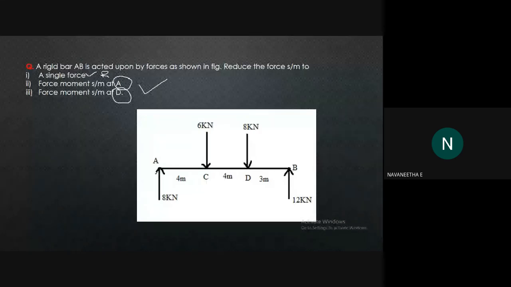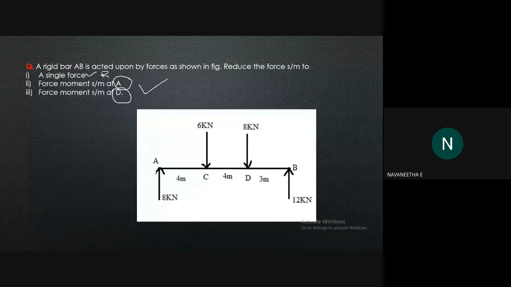So from this figure, you can easily find out the resultant. So what is the resultant here? 8 and 12 kilonewton is acting upward direction. So 8 plus 12, that is 20 kilonewton is acting upward direction. 6 and 8 kilonewton is acting downward direction. And then 6 plus 8 means 14 kilonewton is acting downward.